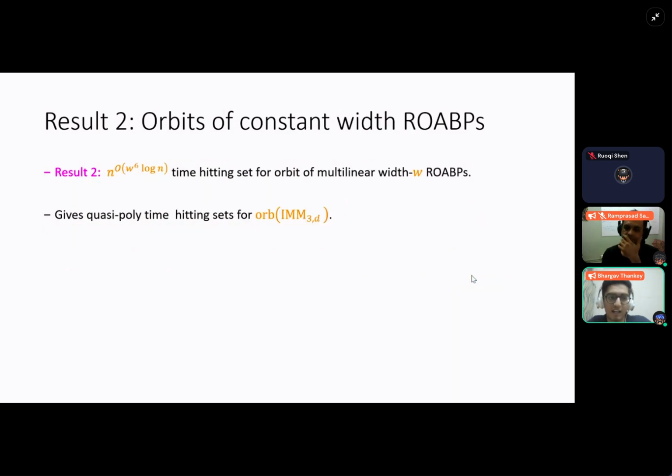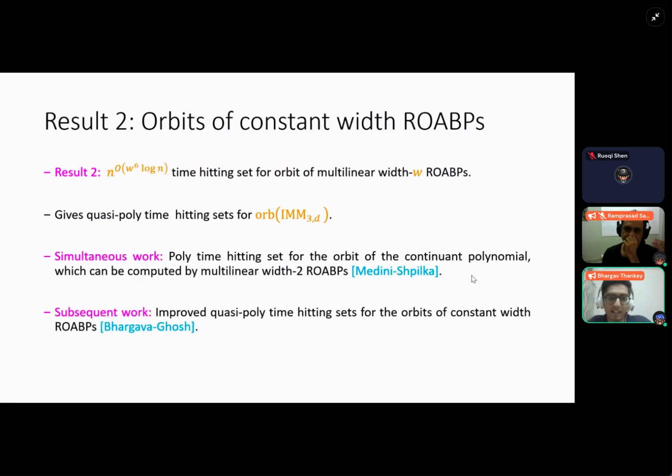Our second result is an n^{O(w^6 log n)} time hitting set for orbits of multilinear width w ROABPs, and as a corollary, this gives quasi-polynomial time hitting sets for orbits of IMM_{3,d}. In a simultaneous and independent work, Medini and Shpilka gave a polynomial time hitting set for the orbit of the continuant polynomial, a polynomial which can be computed by multilinear width 2 ROABPs. And in a subsequent work, Bhargava and Ghosh gave improved quasi-polynomial time hitting sets for the model of constant width ROABPs.